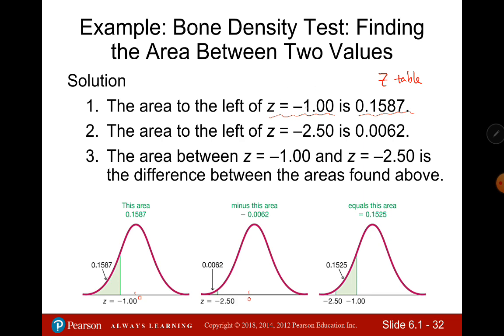-1.0 on the left column and check the top row for the last digit. So you can locate 0.1587 is the area for this value. We do the same thing. Check -2.5 first on your left column. Then check the top row, 0.00. You can locate another area.